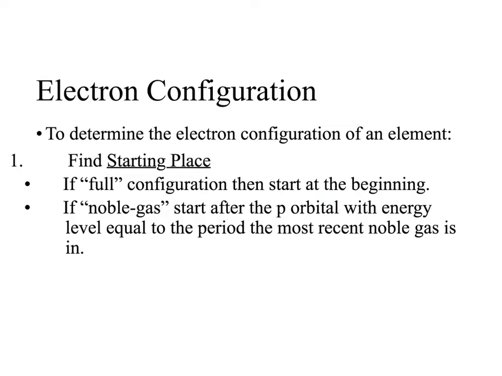All right, let's figure out how to do this. First part is you find your starting place. If it's the full configuration, you're just starting at the beginning, which is 1s. If it's noble gas, you're starting after the p orbital that has the energy level equal to the period the most recent noble gas is in. For example, on a periodic table, neon is in the second row, which means neon is going to be in 2p. So we're starting after 2p, which is 3s.